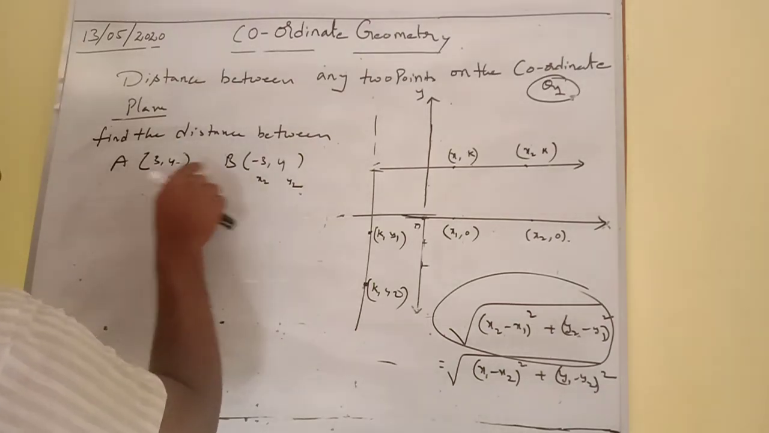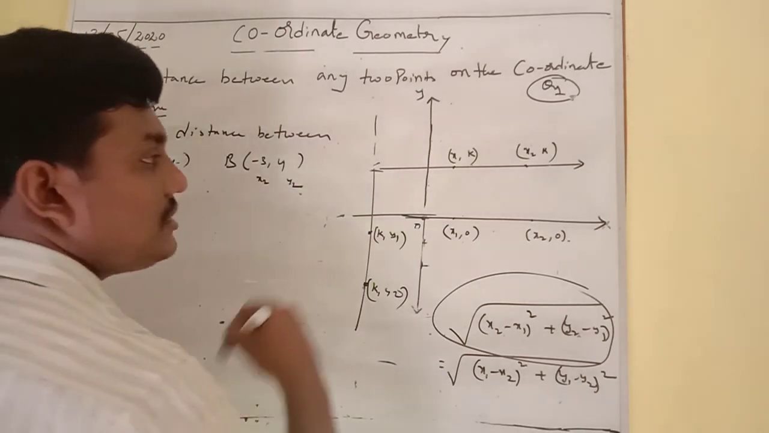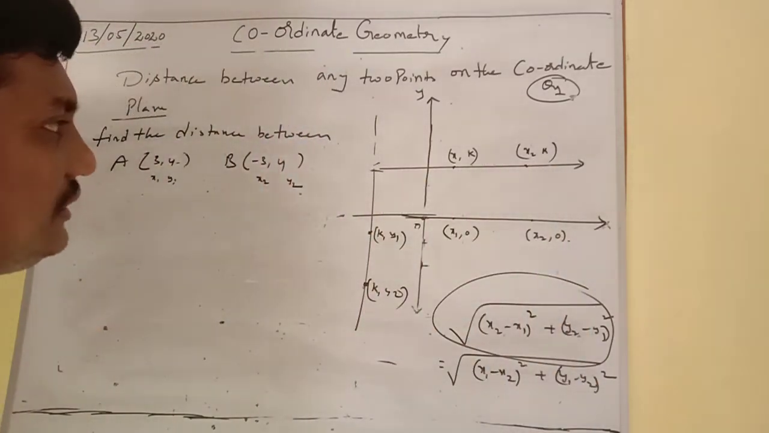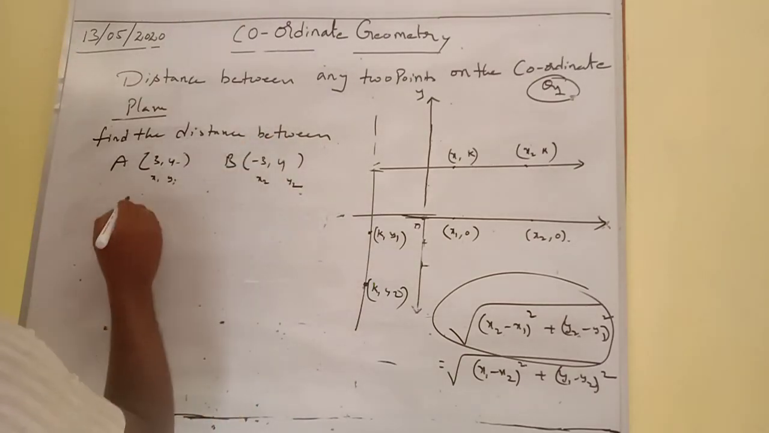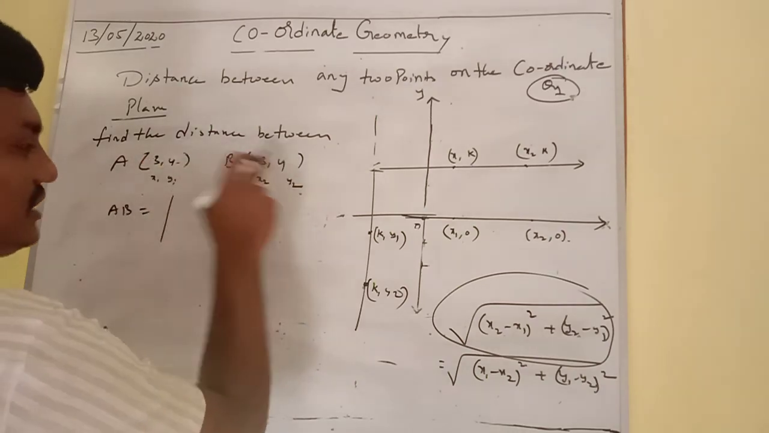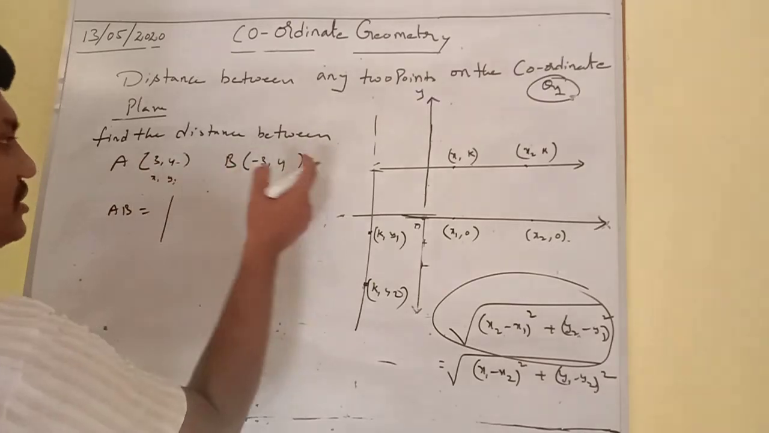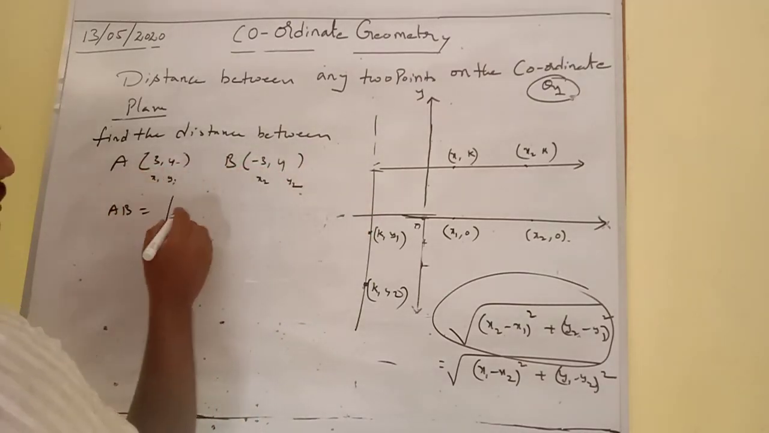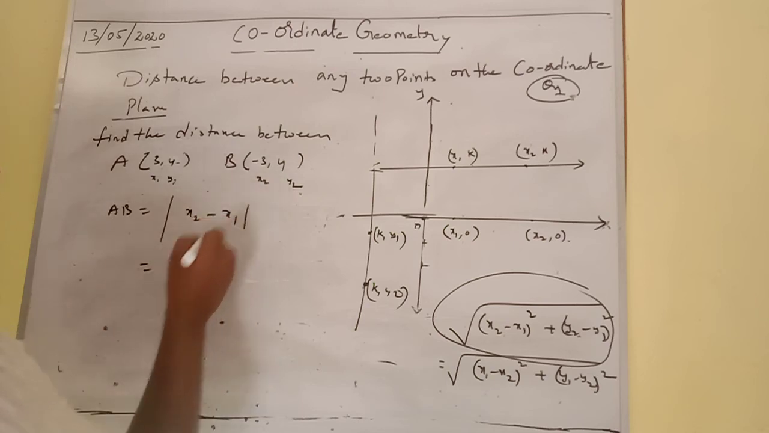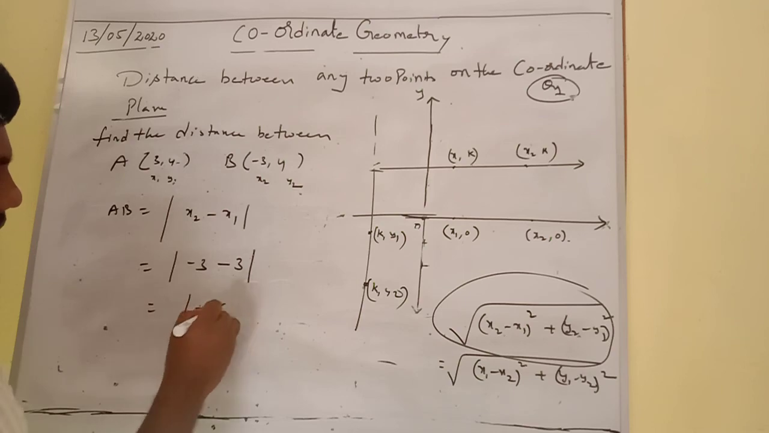Whenever both y coordinates are the same, that line is parallel to the x-axis. If any line is parallel to the x-axis, what is the distance formula? Distance AB equals modulus of the difference, and y is constant, so the y difference is 0, and there is no need to consider y. Now we consider x2 minus x1: the x2 value minus 3, minus the x1 value 3. So this is minus 6.